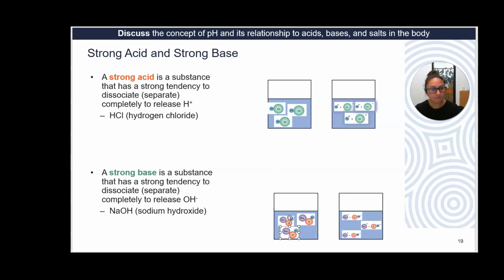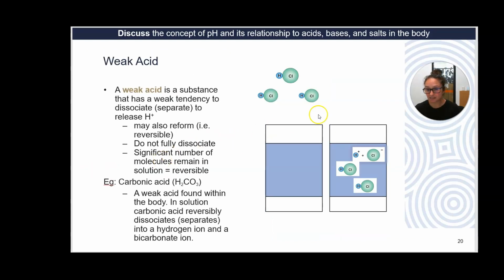Now, what is a weak base then? What is a weak acid then? Let's have a look. Here we go. What do we have here? Another acid. Let's put this one into our beaker with water and see what happens. All right, let's see what happens. How many of them have actually broken up? Only one. So that is what a weak acid is.